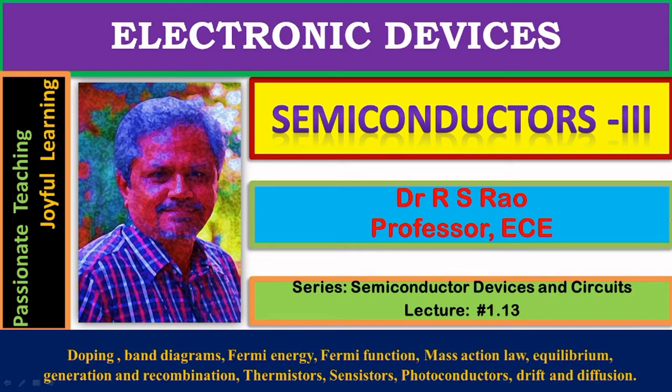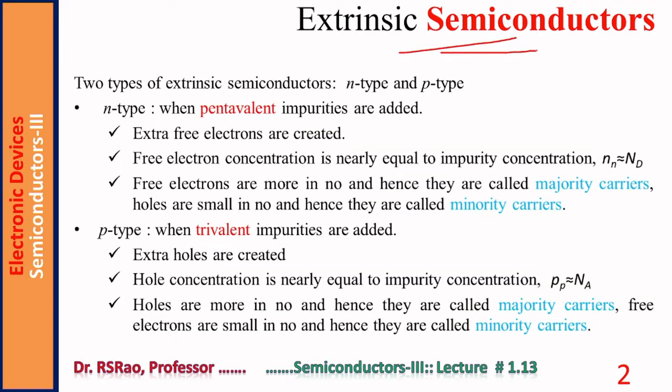In this session, the focus is on how conductivity is altered with the addition of impurities to a semiconductor. This aspect is discussed in detail right now. Let us begin the core session. Extrinsic semiconductors. When impurities are added to a pure intrinsic semiconductor, it becomes an extrinsic semiconductor. Two types of extrinsic semiconductors are there, N-type and P-type. If N-type impurities are added, then it is an N-type extrinsic semiconductor, and if P-type impurities are added, then it is a P-type extrinsic semiconductor.